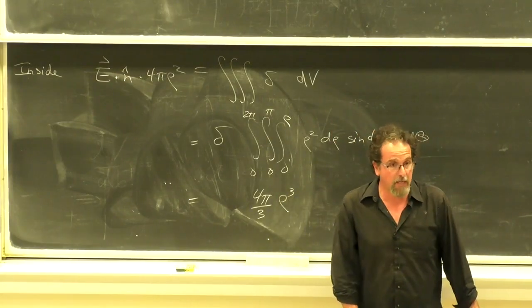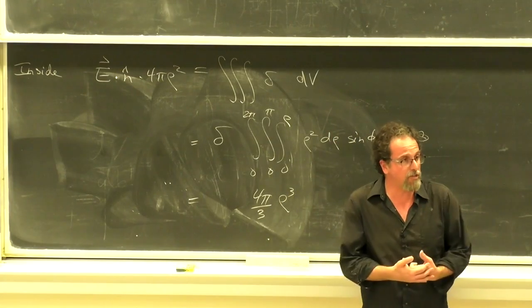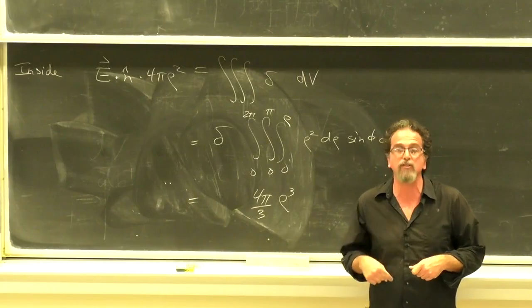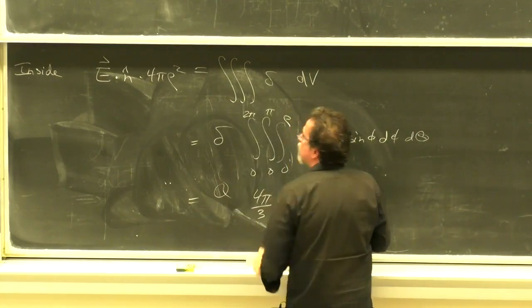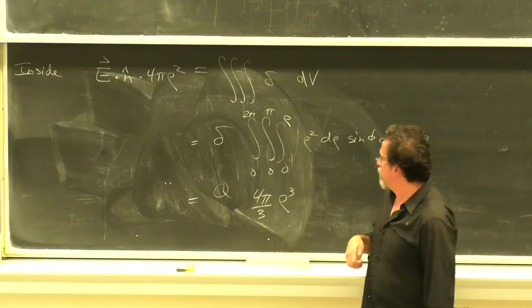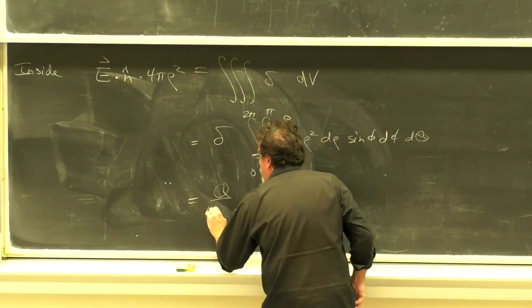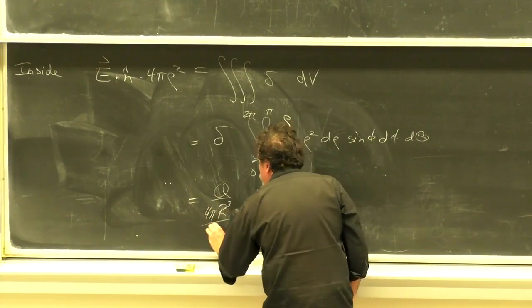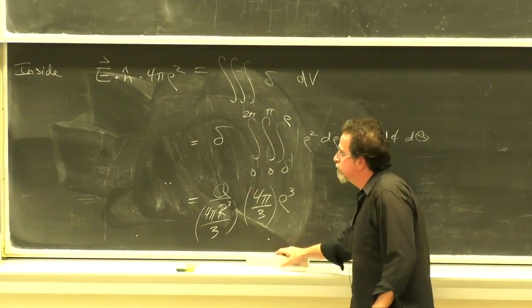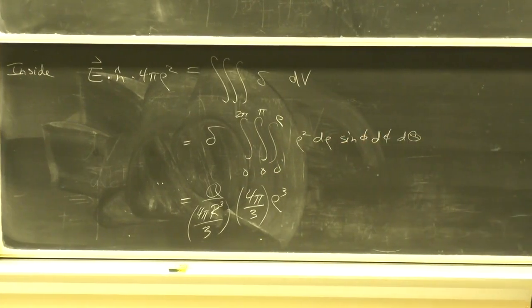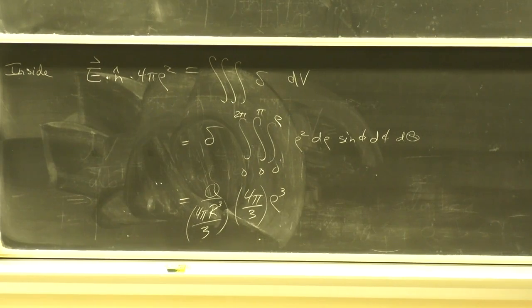And the density, what's the density? Well, we've understood this now. The density is the total charge divided by the total volume. The total charge is Q, and the total volume is 4 pi r cubed over 3. Okay? So you see that the 4 pi over 3 cancels out on the right-hand side.